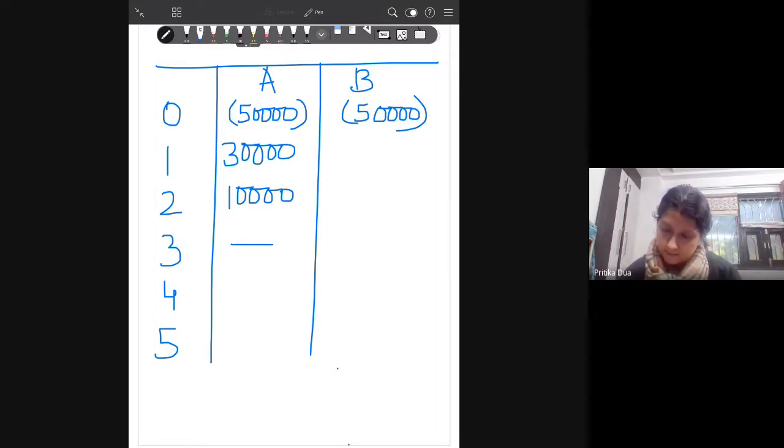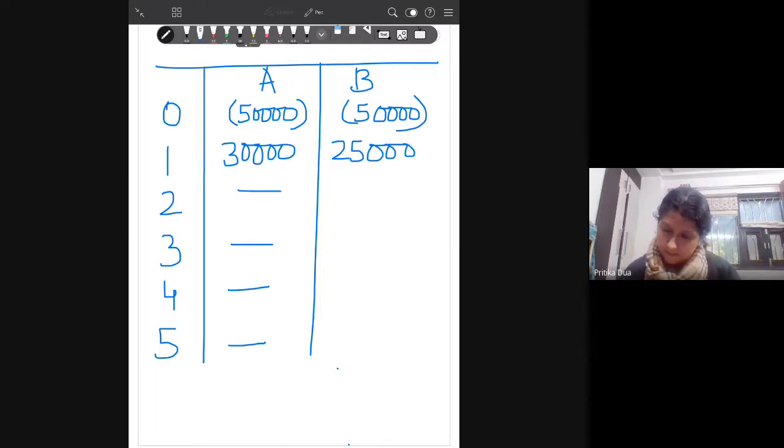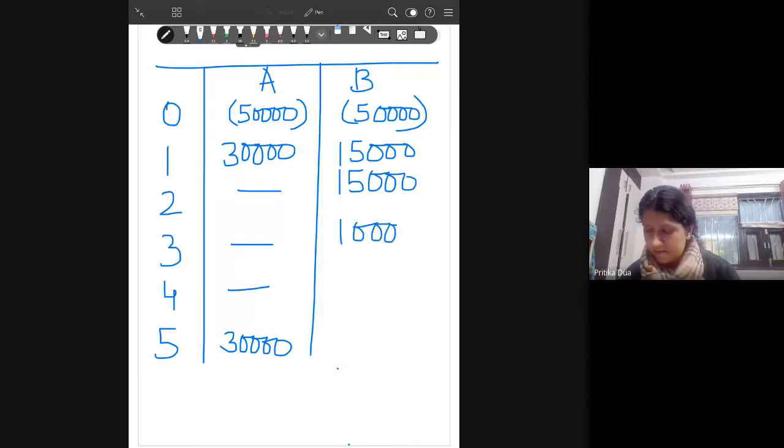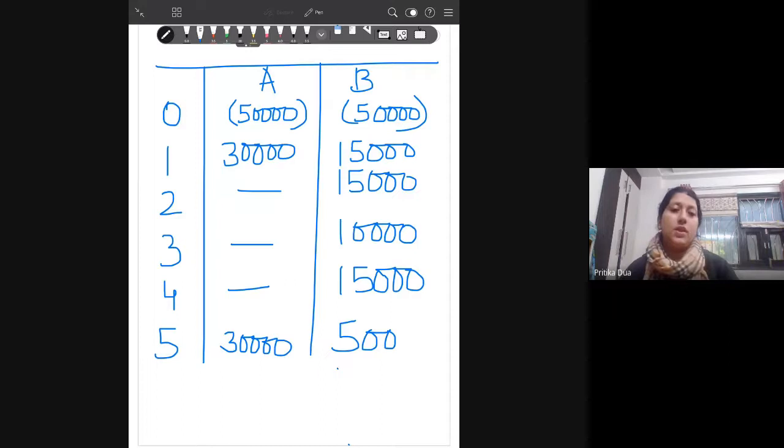So okay, you have again two machines competing with each other, both having an initial cost of 50,000.